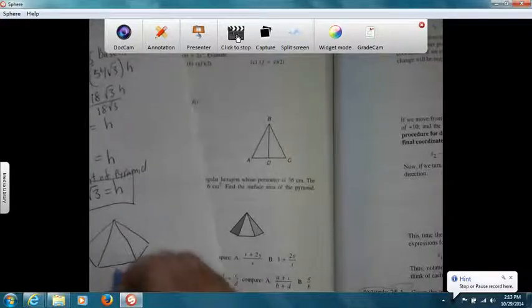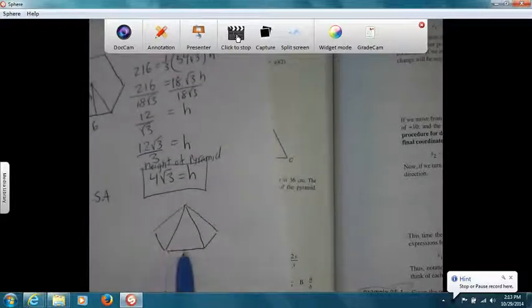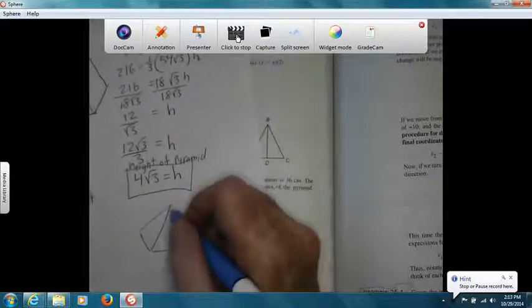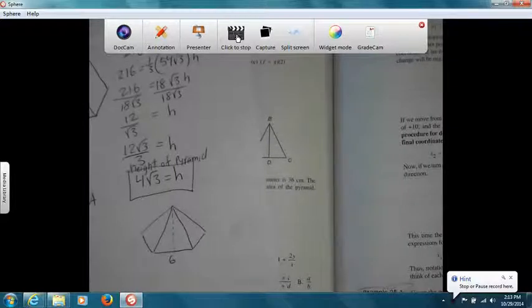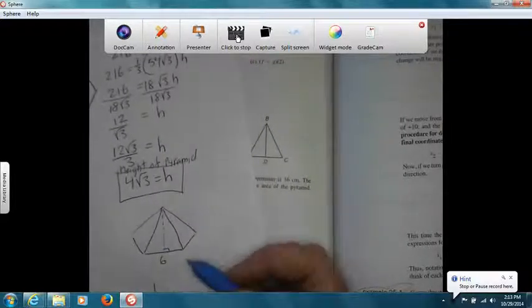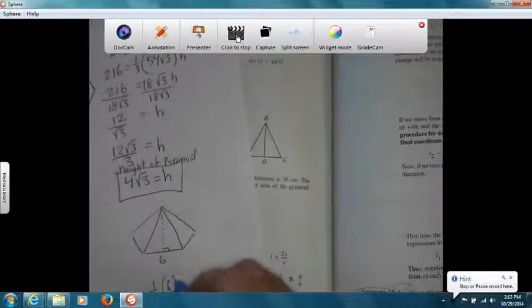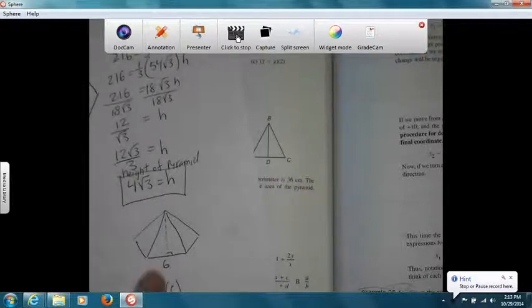I know that each of these sides of the base area is 6, and if only I knew this height right here, this dotted line, then I could just go 1/2 times base times that height, and I would get the area of one of the triangles. Well, I can get that height. It's kind of a slant height. I can get it using the Pythagorean theorem.